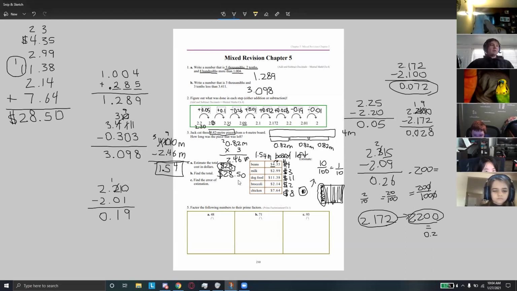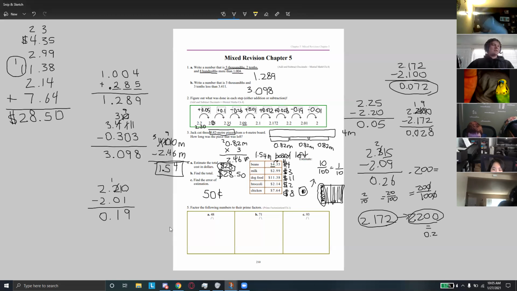All right, and then the total is going to be $28.50, right? We found that out. And then the error of estimation, well, if we estimated and found $28, but the real total is $28.50, what would the error of estimation be? 50 cents. That's correct, 50 cents. Yes. Good, okay, and question number 5 now.